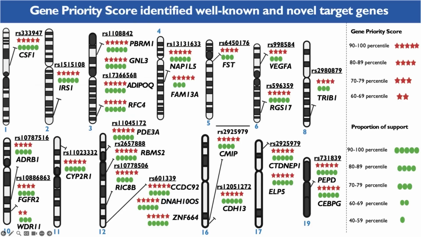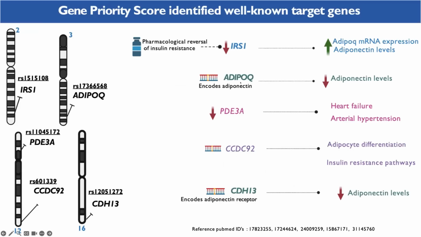And so on chromosome 3, we get AdipoQ, which is the gene that encodes the adiponectin protein. Makes sense. On chromosome 16, we get CDH13, which is the receptor that binds adiponectin. And the number of stars and number of circles is just telling you the percentile that score gave you. So the more stars or circles you see, the better the evidence. Some other well-known ones, we had IRS1, PDE3A, CCD92.